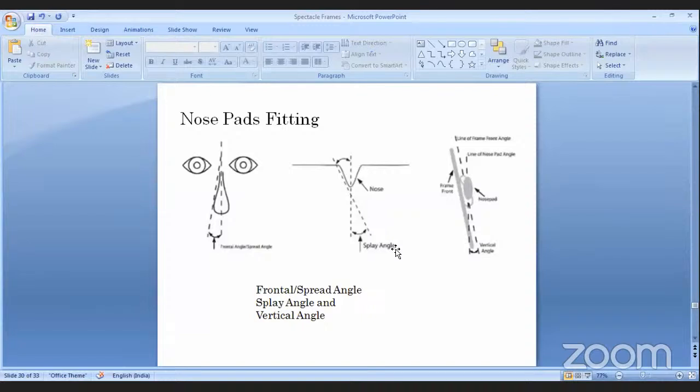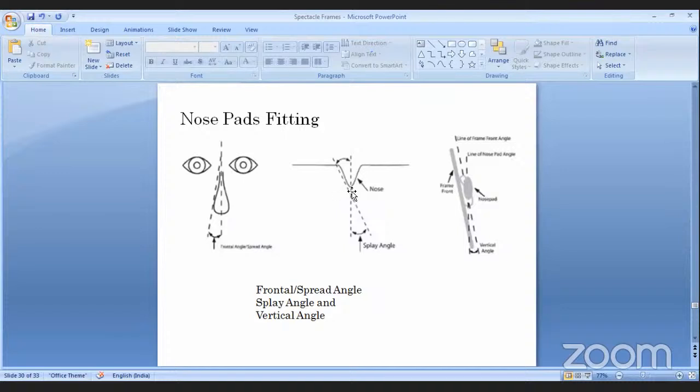Nose pad fitting is very important because it determines the stability of the frame and the comfort of the frame on the user's face. Three criteria are important to determine the ideal nose fitting: frontal angle or spread angle, splay angle, and the vertical angle. On the picture, on the extreme right, you can see the frontal angle. The frontal angle is the distance between the two nose pads.